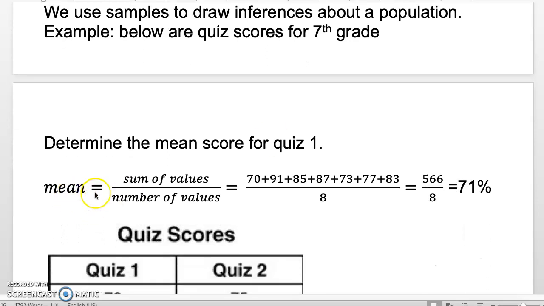To find the average or the mean, we take the sum of the values. Sum means to do what math operation? Add. So we add up all the values and divide by how many are in our data set.